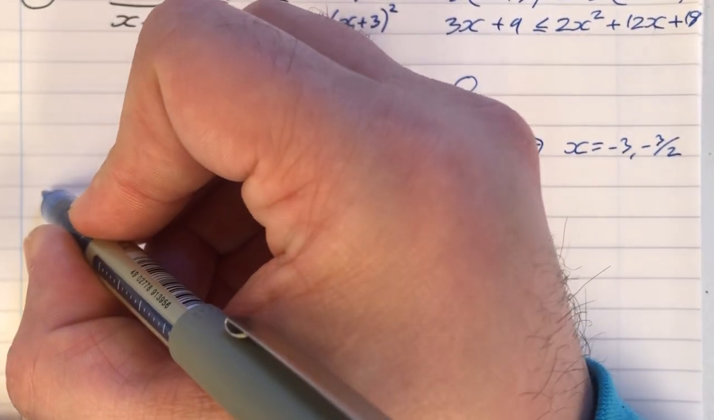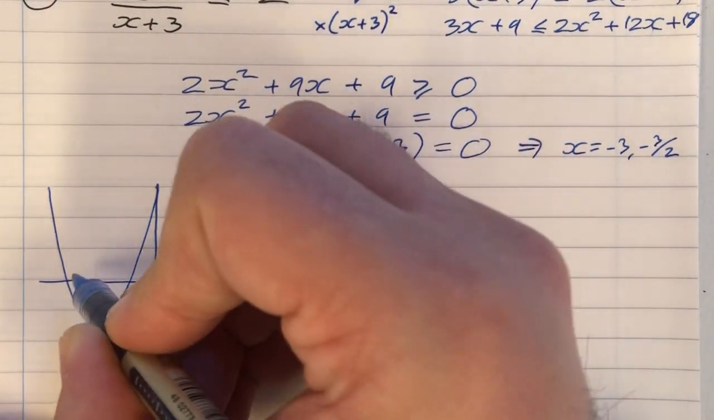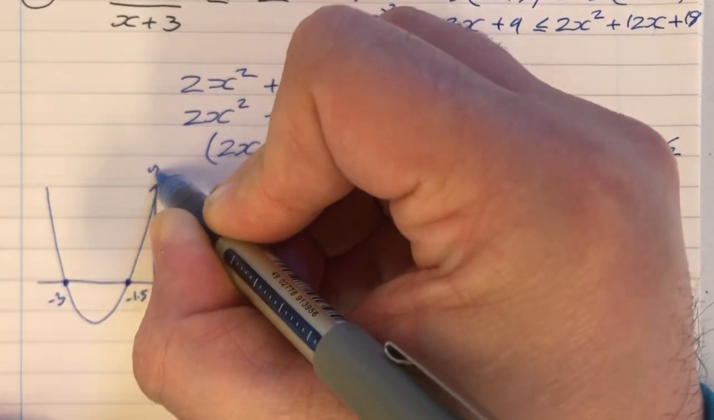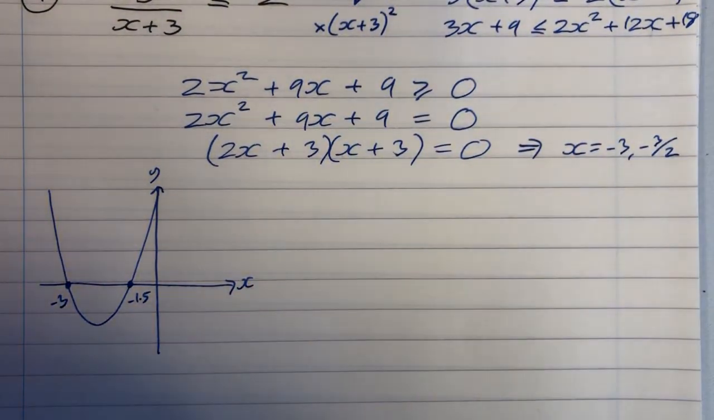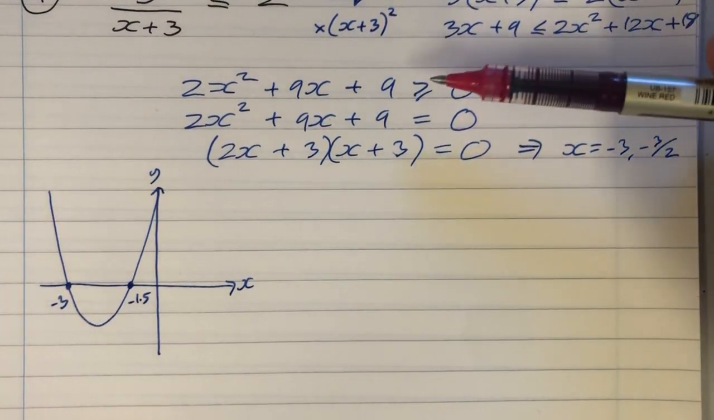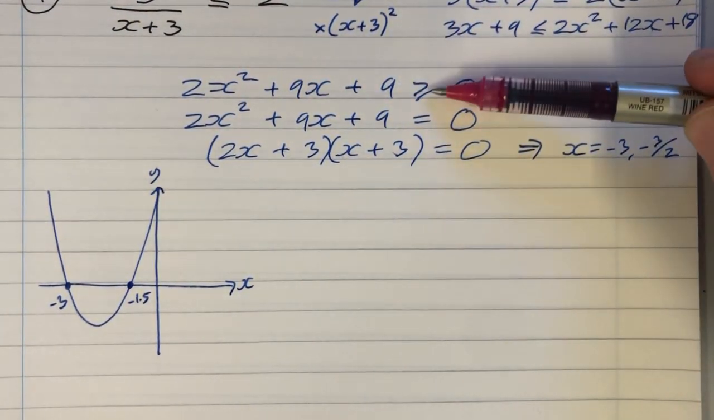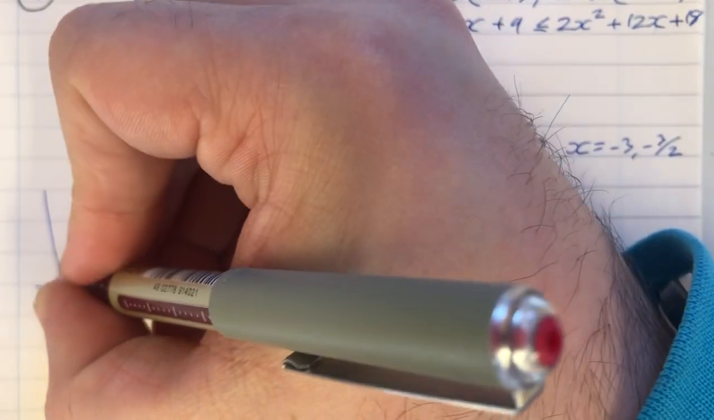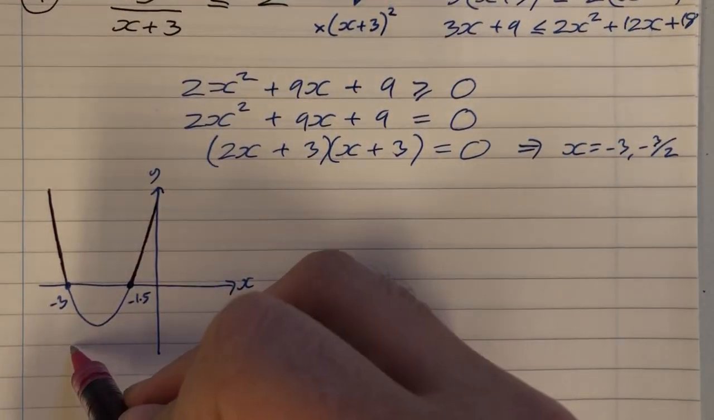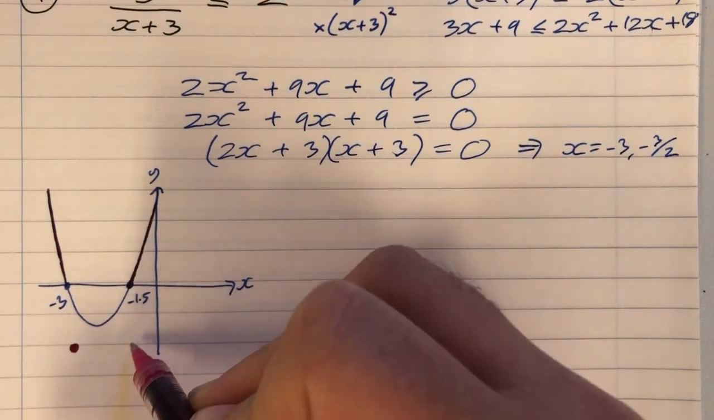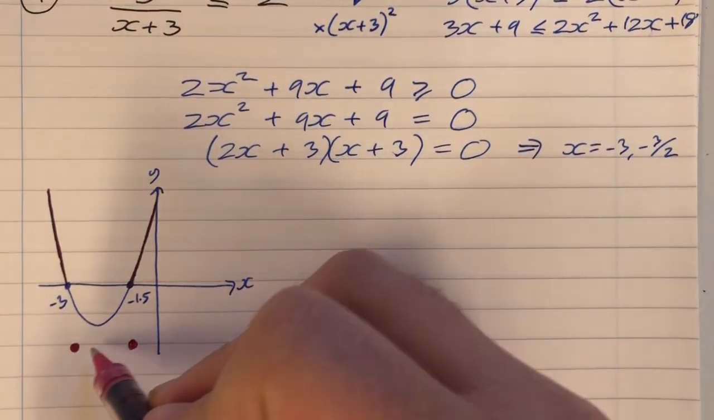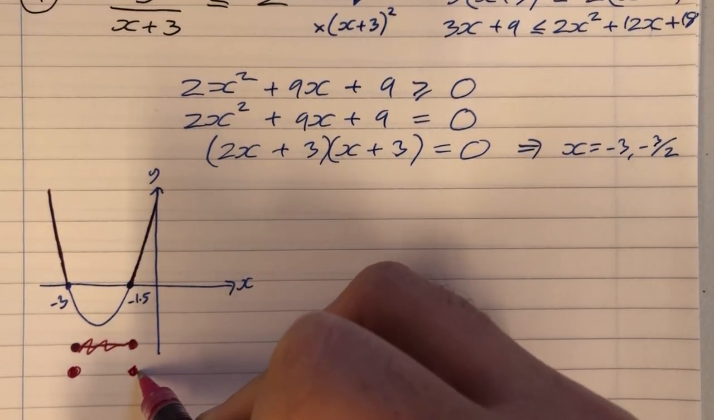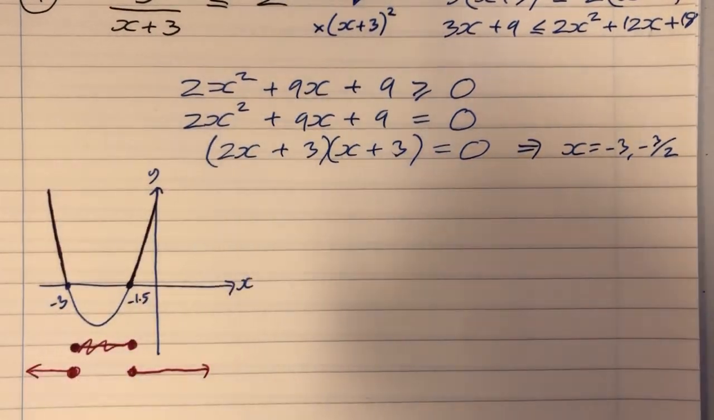So both negative roots. So I've got minus 3, minus 1.5, x-axis, y-axis, and I'm looking for values of x which are greater than or equal to 0. So again, I'm looking at either side of my roots. So it's going to be that branch and that branch, which can be depicted with solid circles this time, so I want to include them. And, oh, not in between them. Start again. Either side of them. So that way and that way.